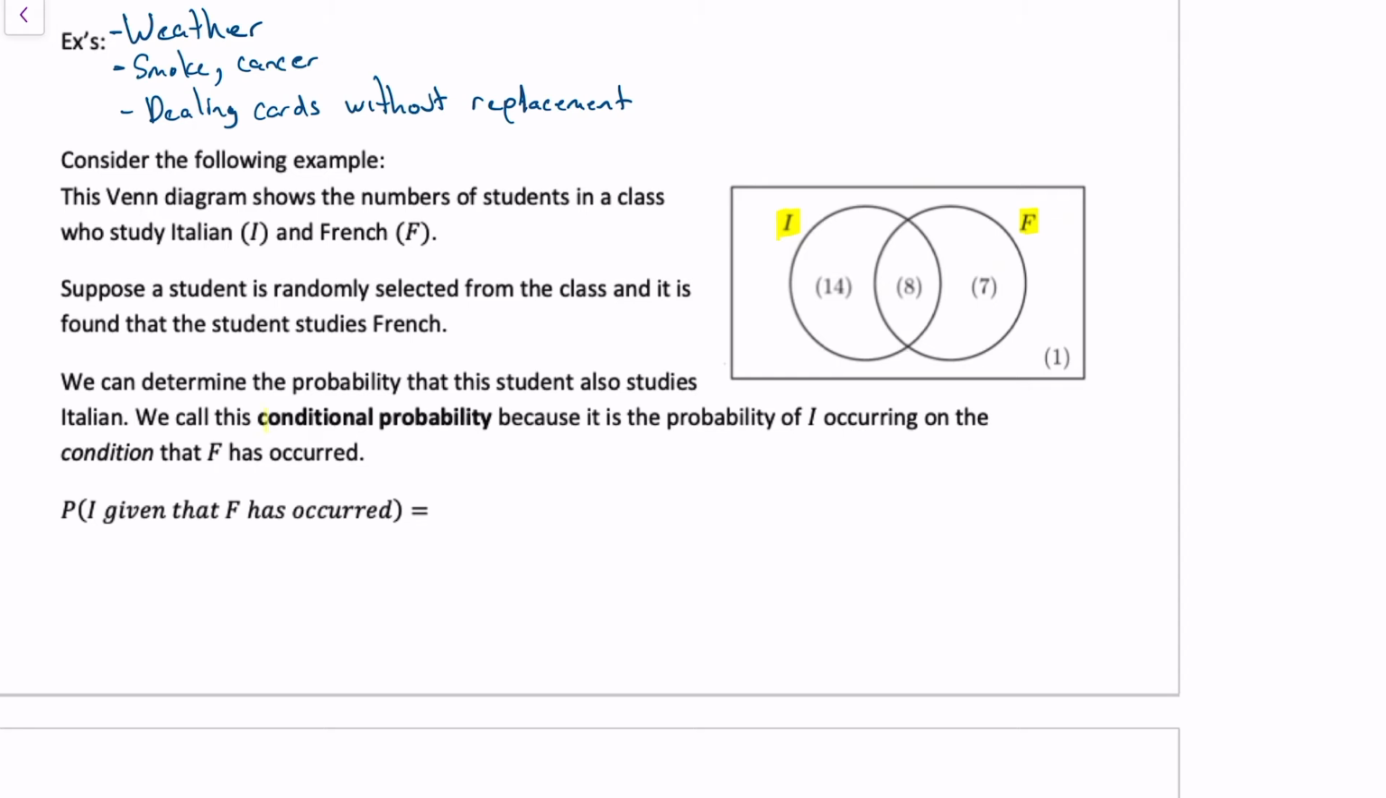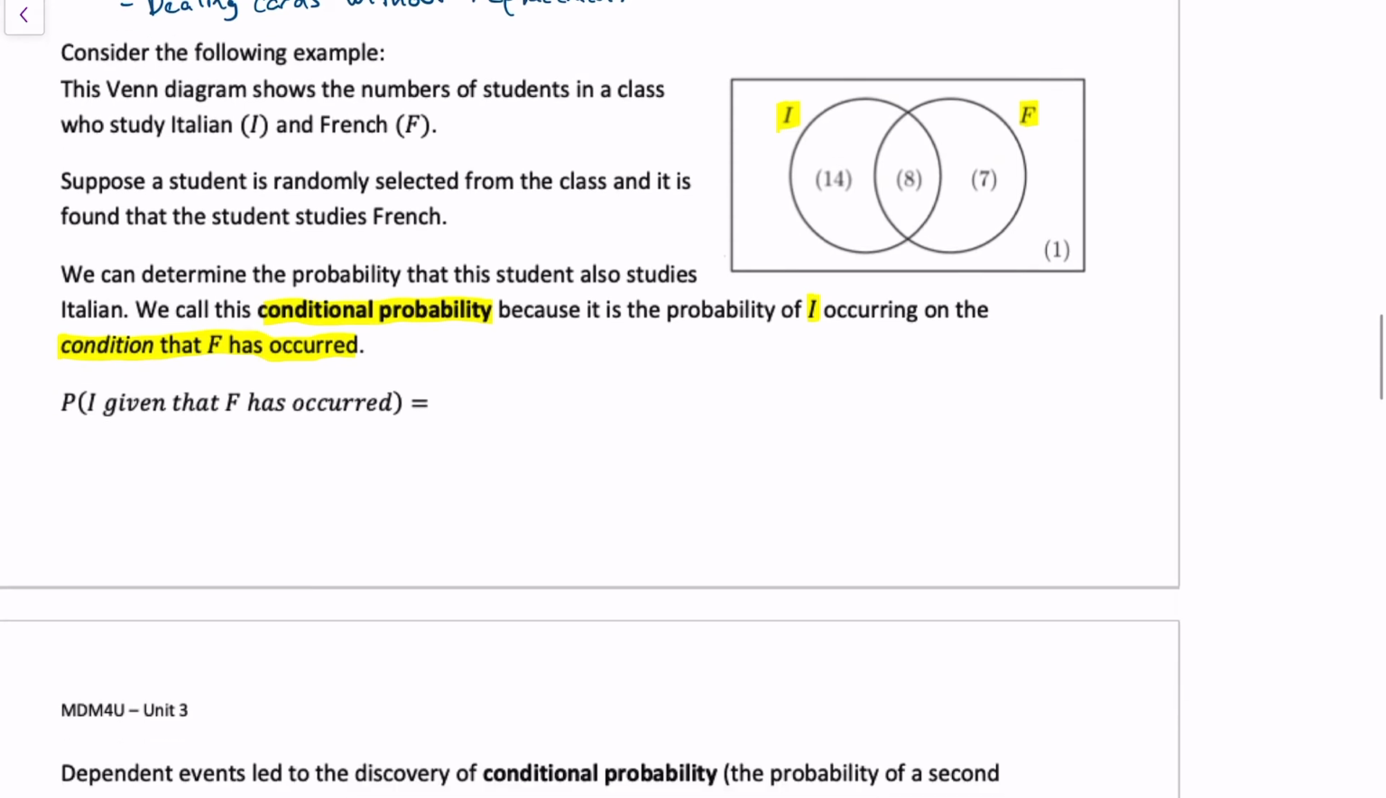This is what's called conditional probability, and it's a dependent event because it is the probability of speaking Italian on the condition that we already know that they speak French. You can think about that for a second. If you know that they speak French, what's the chance that they speak Italian? And so we say it like this: the probability of speaking Italian, given that we know they speak French, or that French has occurred.